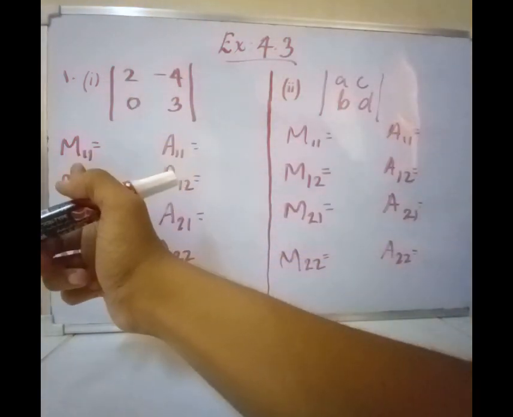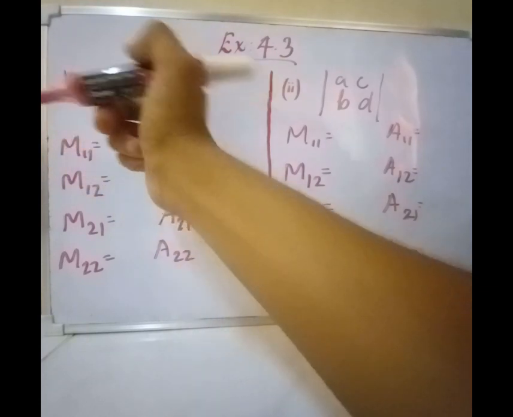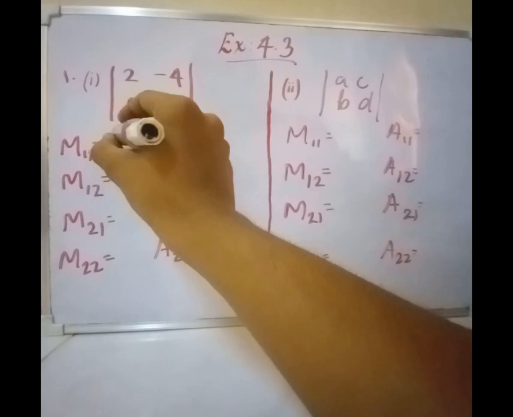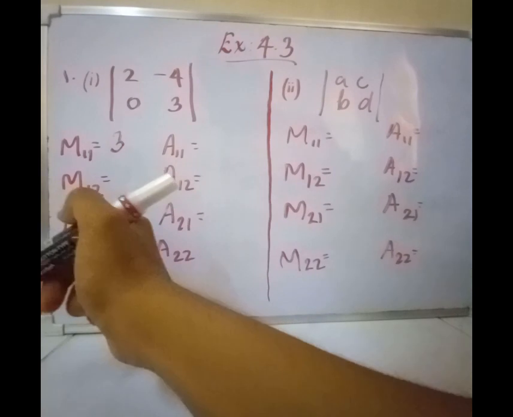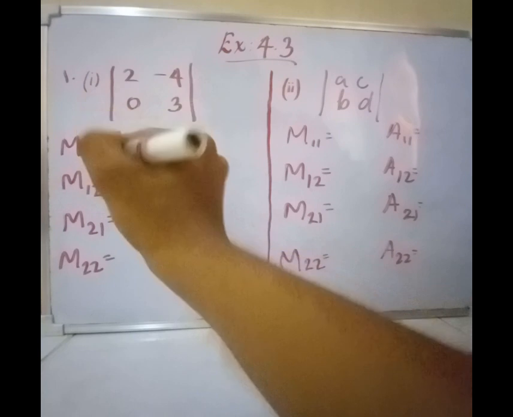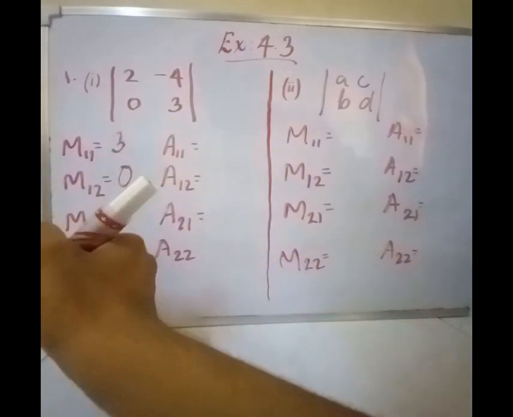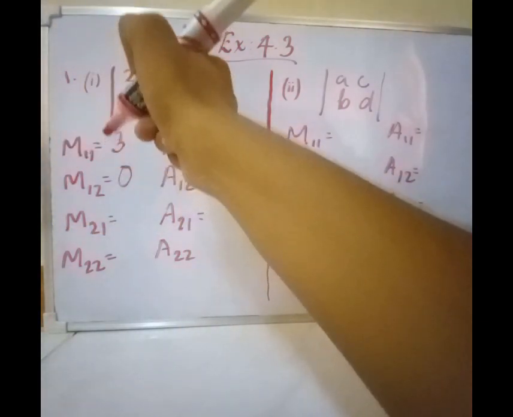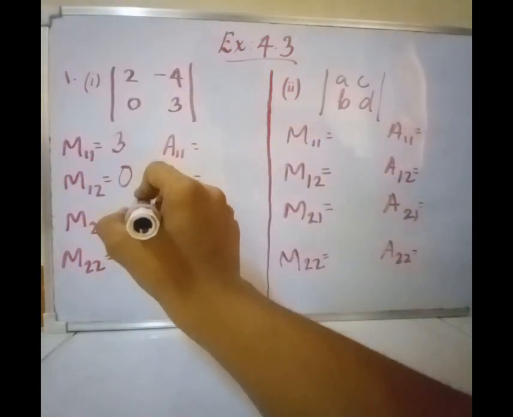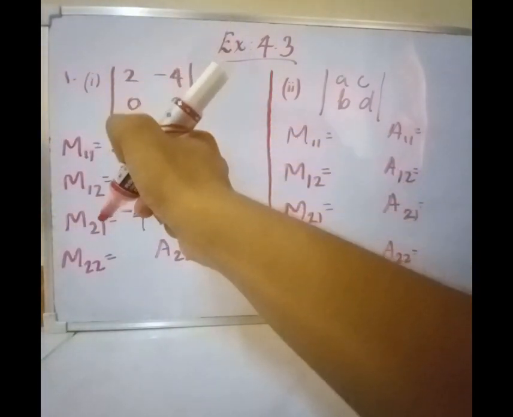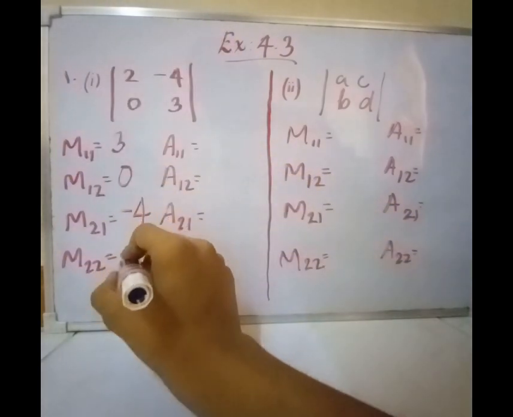So for M11, you have to cancel out the first row and first column. So whichever element is left out, that will be the minor for the 2 by 2 matrices. Then M12, what we have to do, cancel out the first row and second column. So what's left out is 0. Then M21, cancel out the second row and first column. So what's left out is minus 4. And M22, cancel out the second row and second column. So what's left out will be our minor 22.